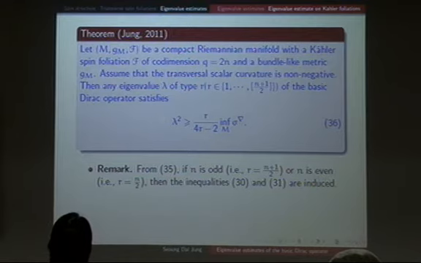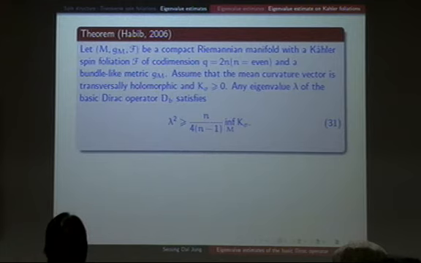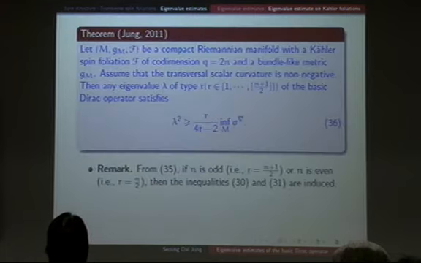If r is (m plus 1) over 2, then this is the first inequality on the Kähler foliation when the codimension is odd. And when r is even, in other words r is equal to n over 2, then this means another inequality. So this is the general inequality.